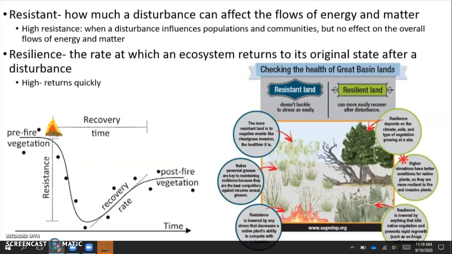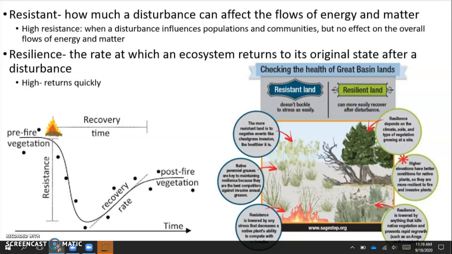So there's a difference between resistance and resilience. Resistance is how much a disturbance can affect the flows of energy and matter. If there is an area with a high resistance, a disturbance influences populations and communities, but there's no effect on the overall flow of energy and matter. So if something happens like a forest fire or some kind of disruption in the ecosystem, individual populations can be affected, but overall the energy flow remains stable.